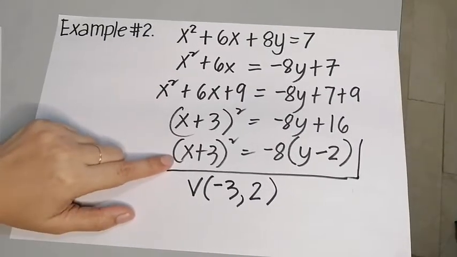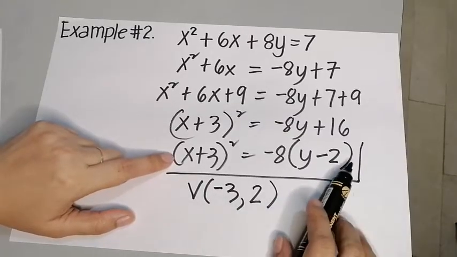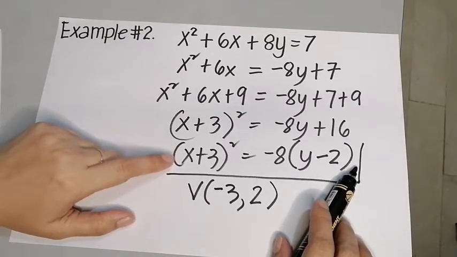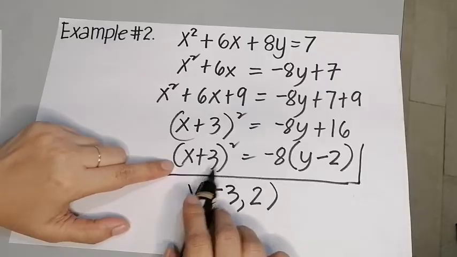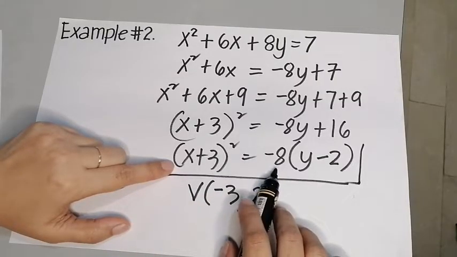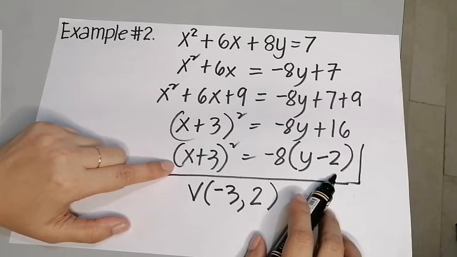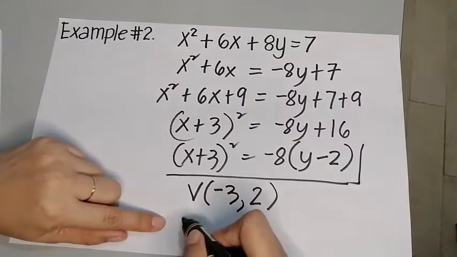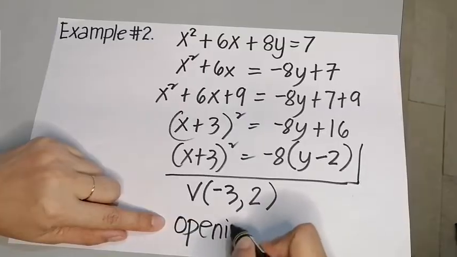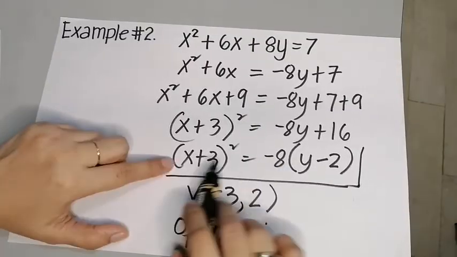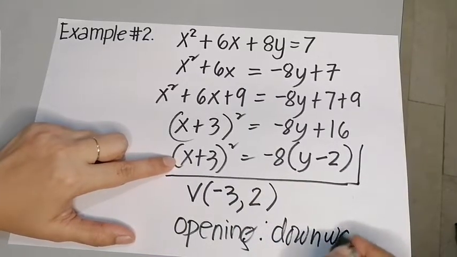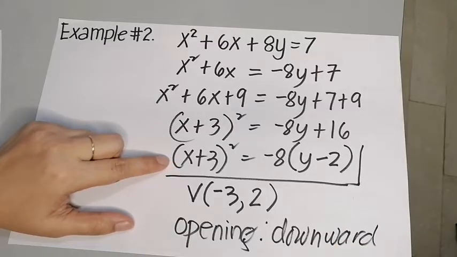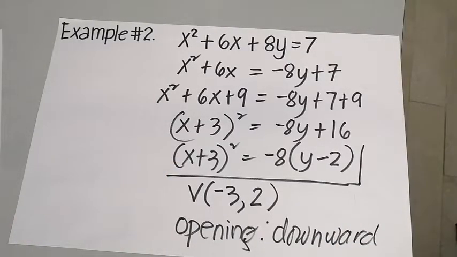And where's the opening of this parabola? I mean, what is the standard form of this parabola? That is (x + h) squared equals negative 4a times (y - k). In other words, where's the opening? It's negative, and what's being squared is x, so the opening is downward. The parabola opens downward. Now we are ready to graph this parabola.